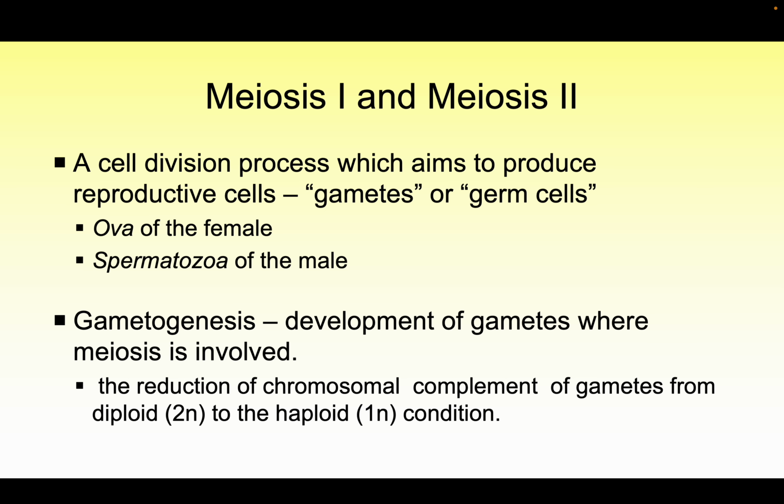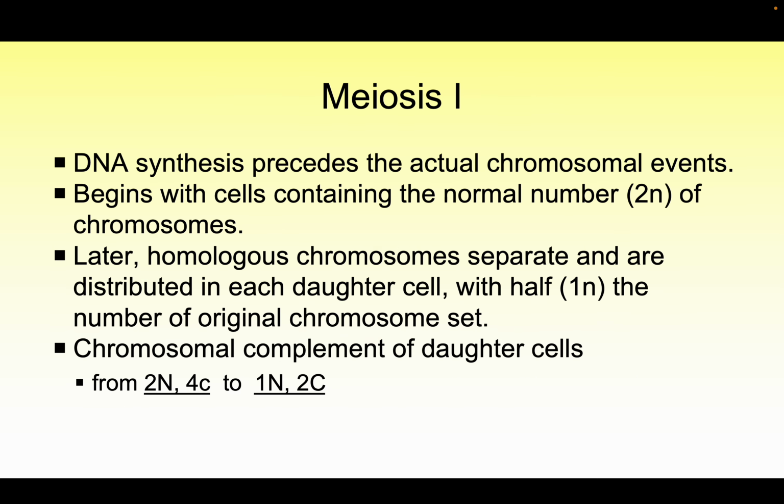Okay. The key difference I've already discussed in part one of this recorded session is the reduction of the chromosomal complement of gametes from the diploid state to the haploid condition. So that's a key difference of meiosis when compared to mitotic cycle.